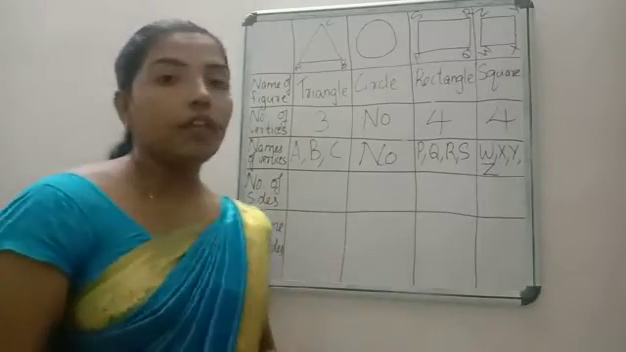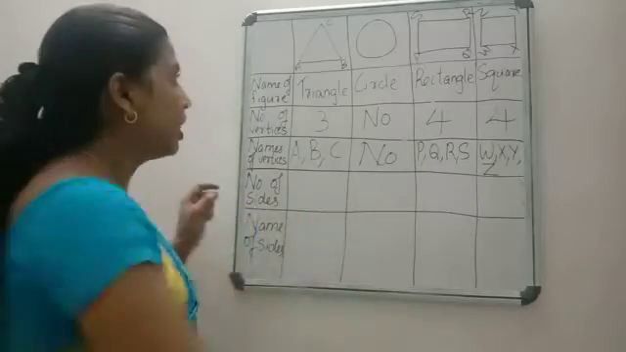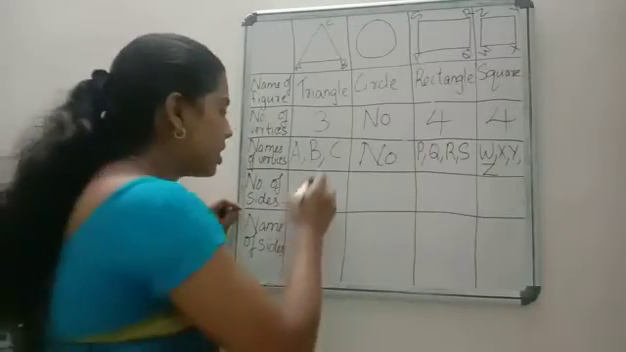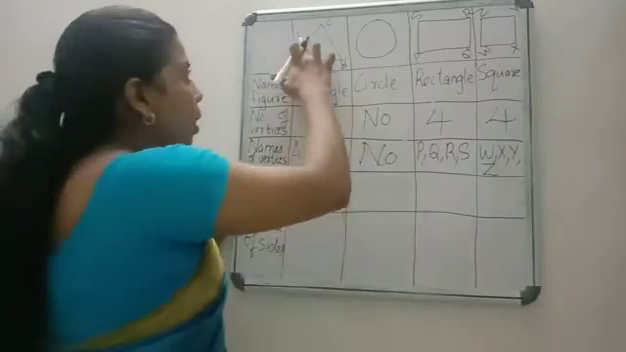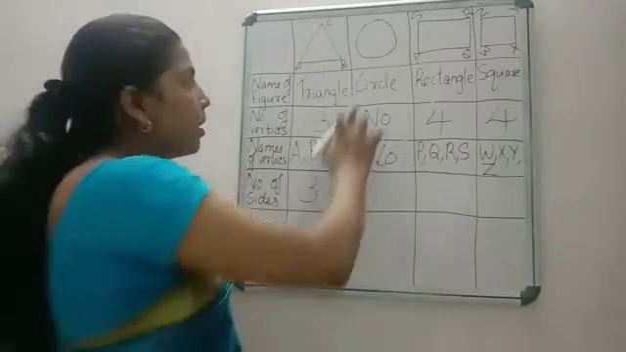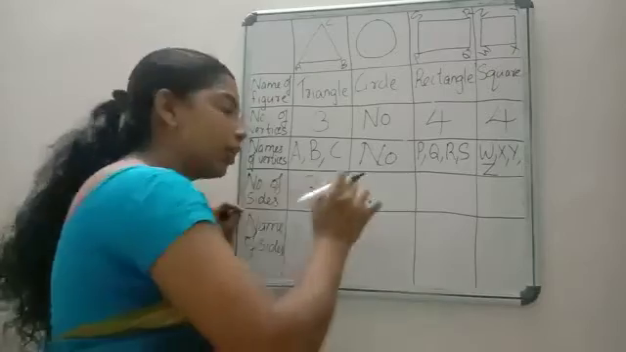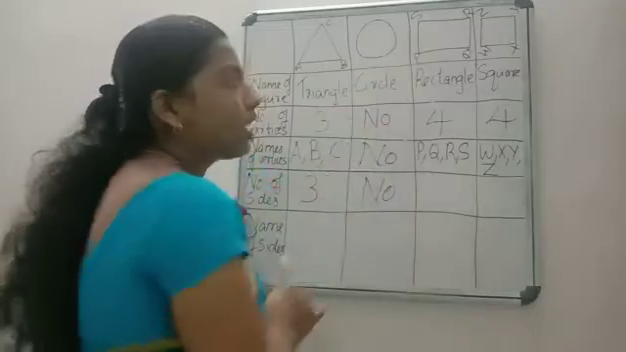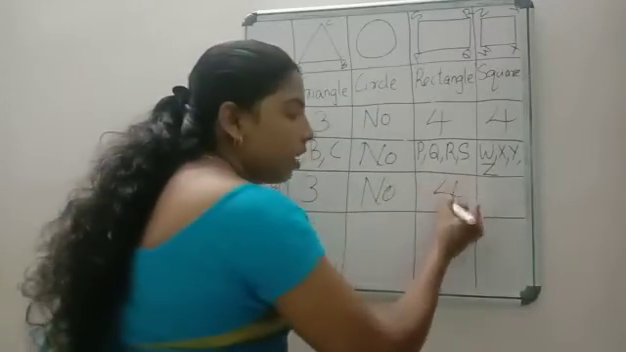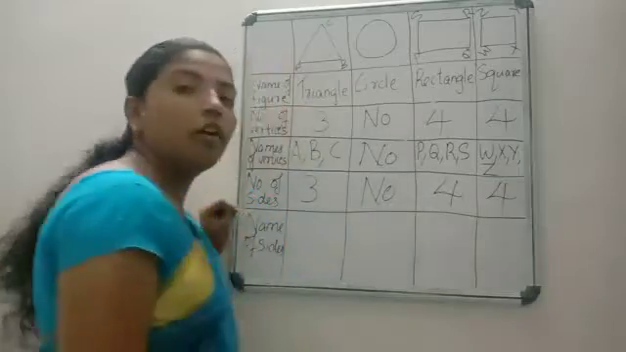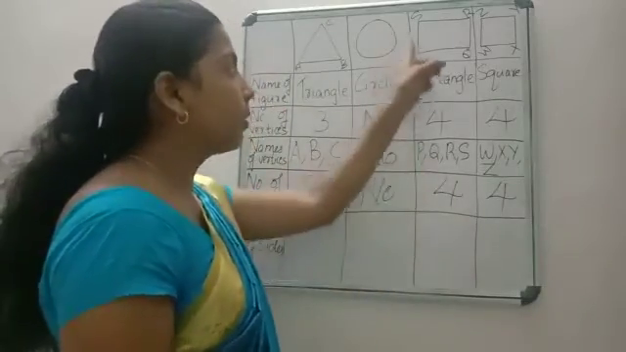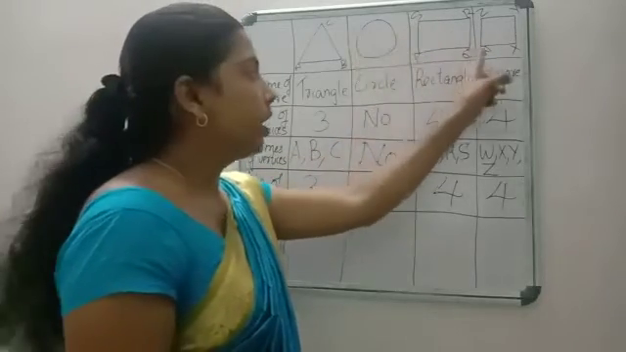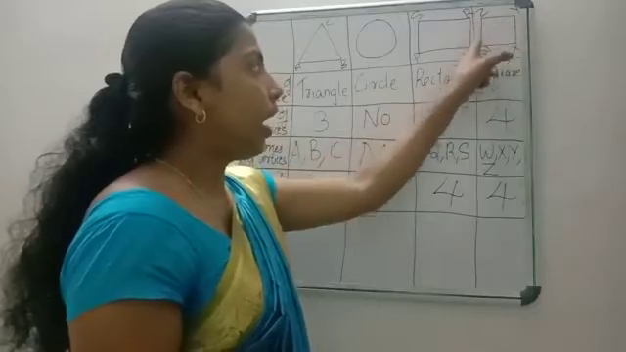Number of sides. We have to write the number of sides. Let us count. In the case of triangle, already you know how many sides are there? 3 sides. You can write that here. Let us count. 1, 2 and 3. So 3 sides. Now in the case of circle, is there any side? No. There are no sides or vertices for a circle. Next, in the case of rectangle also you know how many sides? 4 sides. In the case of square also 4 sides are there. Even then let us count. 1, 2, 3 and 4. Here also 1, 2, 3 and 4.